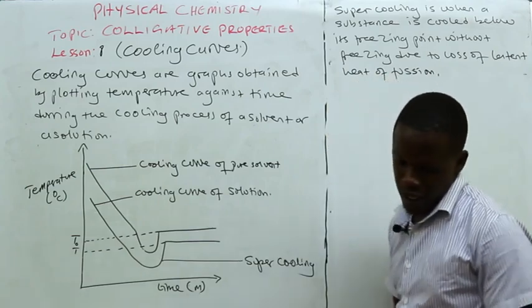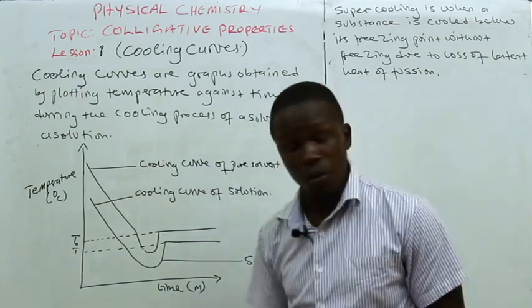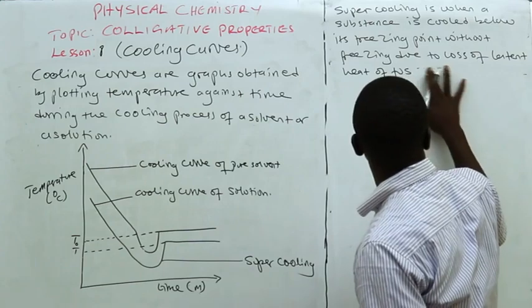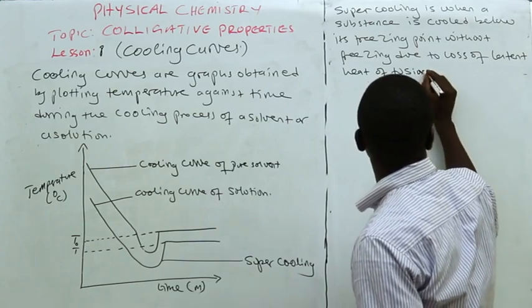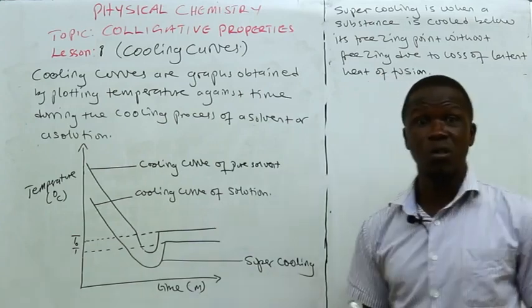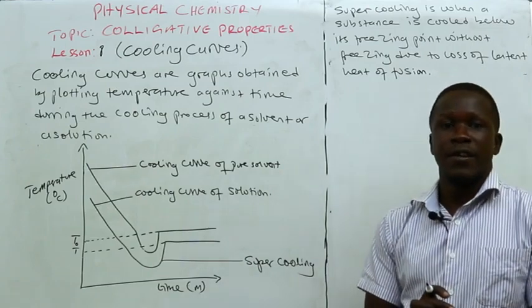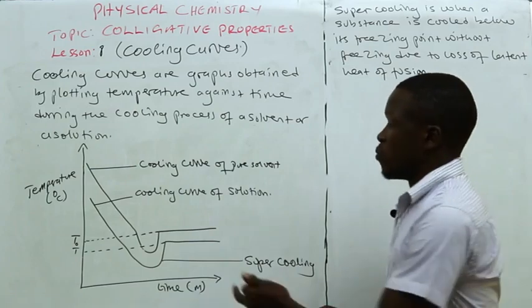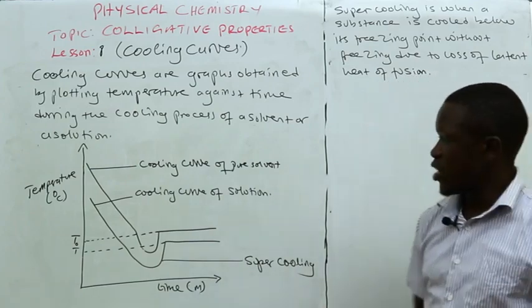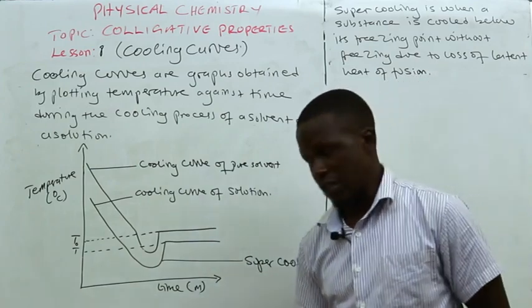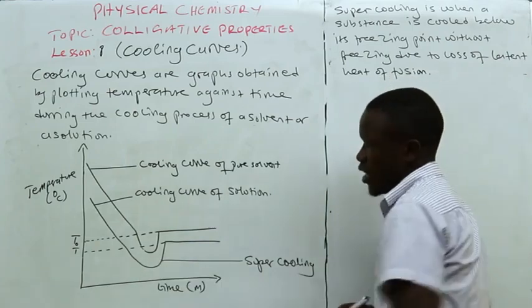So with this loss of latent heat of fusion, it is possible that we can cool some substances below their freezing point without them actually freezing. Okay? So that is what we call supercooling. Normally, it occurs during the cooling process. So they can ask you to name that trough.